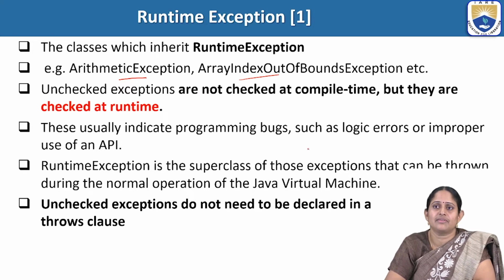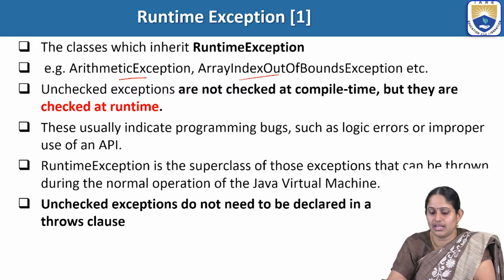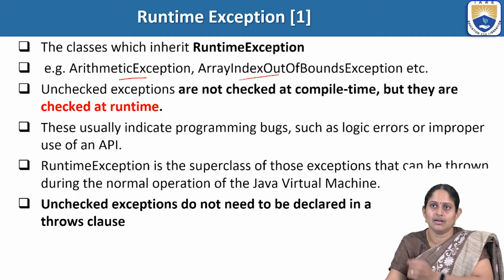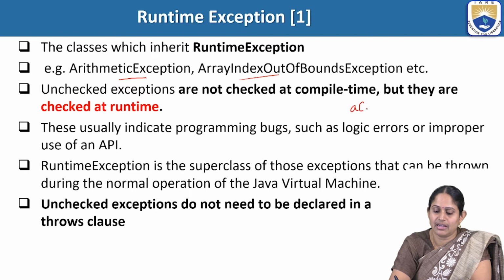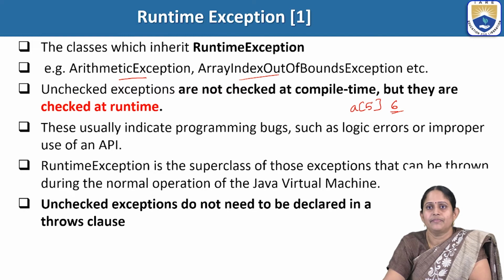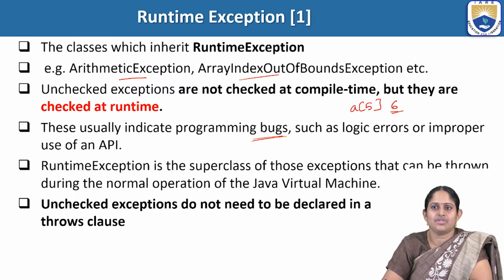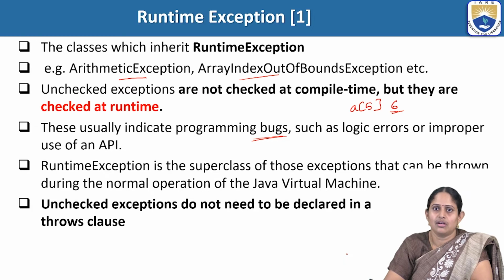And they are mainly caused because of bugs present in the program. The ArrayIndexOutOfBoundsException occurs when we try to access an element which is out of bound of the array. Let's say we have an array of 5 elements and we are trying to access the 6th element. Then this throws the ArrayIndexOutOfBoundsException. So this is a bug in the program. And these unchecked exceptions need not be declared using the throws clause.